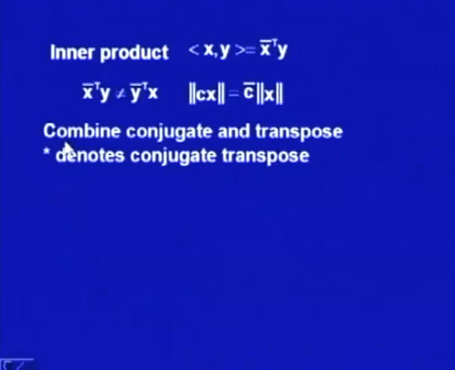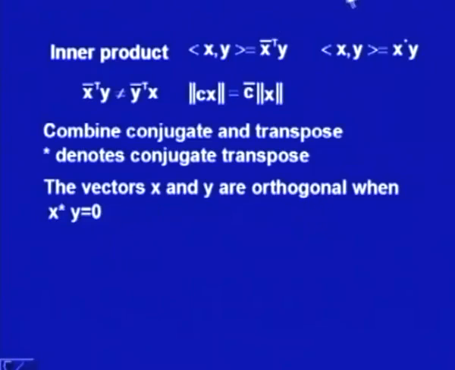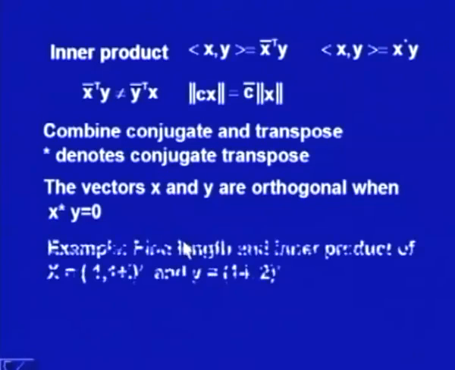Then we combine the conjugate and transpose, and we write it as star denoting the conjugate transpose, and accordingly we can say that inner product x y is equal to x star y. So with this notation we have introduced x star y as the inner product of x and y. The vectors x and y are orthogonal when x star y is equal to 0. This is the definition we apply for complex vectors x and y.